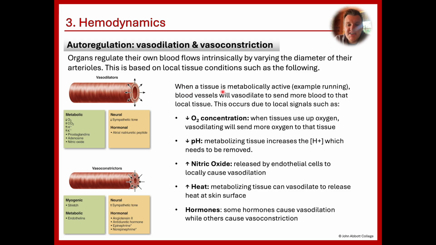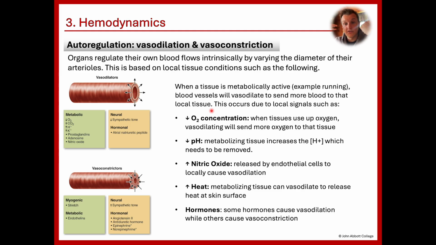So when a tissue is metabolically active, for example, you're running, right? And your skeletal muscles are in need of metabolism, right? Blood vessels, let's say near that muscle, will vasodilate to try to send more blood to that local tissue, right? It just makes sense. When you're using that tissue, you're going to send more blood. When you're resting and digesting, right? Remember the parasympathetic nervous system?